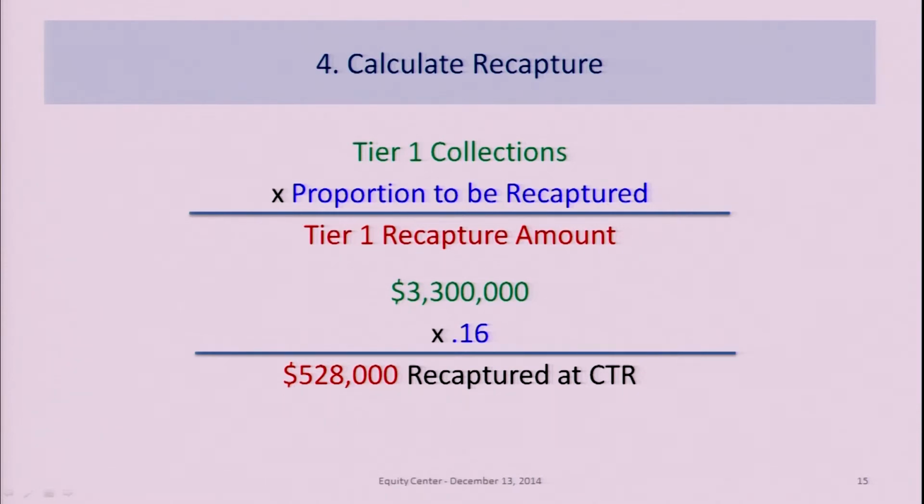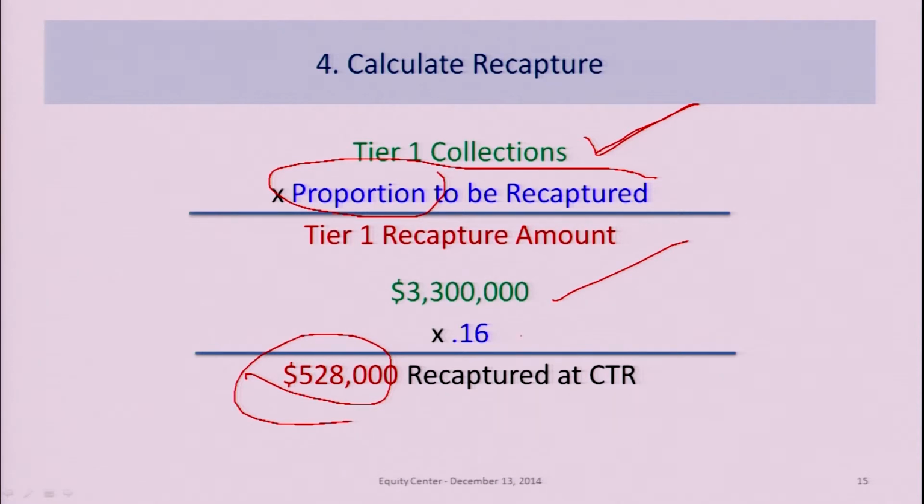So you take all of your Tier 1 collections, because that's what this applies to, just Tier 1, and you multiply that by the percent of your excess tax base, your percent that's going to be recaptured, and that gives you your recaptured amount. So in our case, we had $3.3 million, and 16% of that is that amount of money.